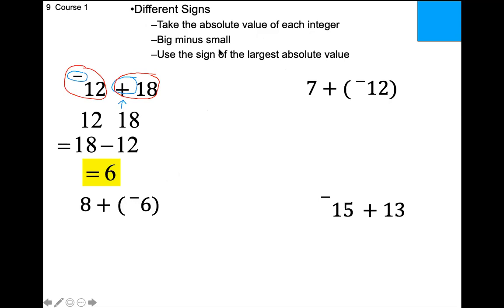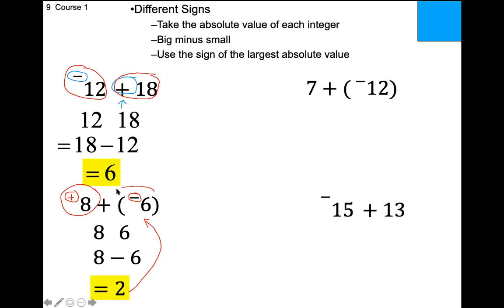All right. Next one, bottom left. Let's see. The first one is positive. The second one is negative. Those are different signs. So I'm following the different sign rule. The different sign rule says take the absolute value of both numbers. Absolute value of 8 is 8. Absolute value of negative 6 is 6. The different sign rule doesn't say add the numbers. It says subtract the numbers, big minus small. 8 minus 6 is 2. We go back to the original problem, and we say more positives or more negatives? More positives. That's why the answer is positive 2.